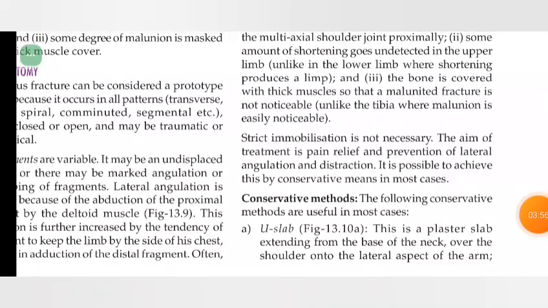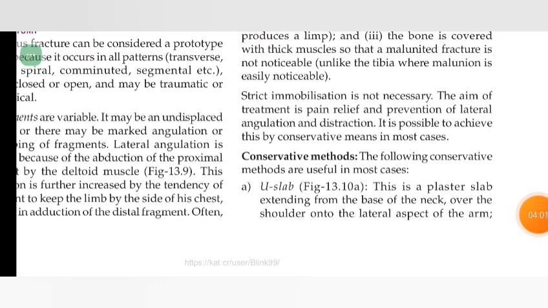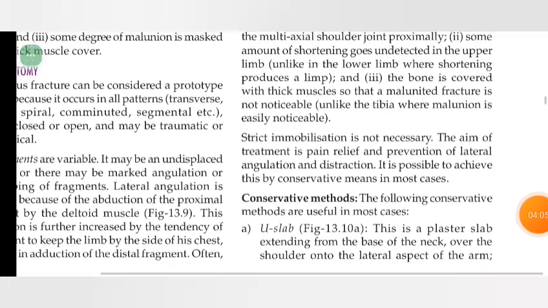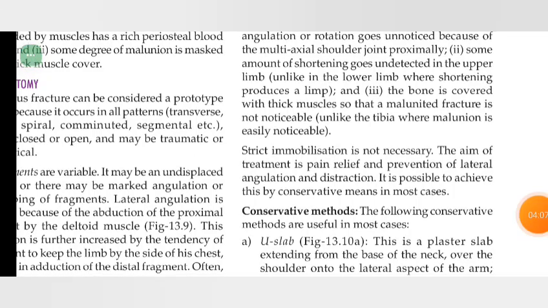Unlike the tibia, where malunion is easily noticed, strict immobilization is not necessary. The aim of treatment is pain relief and prevention of lateral angulation and distraction. It is possible to achieve this by conservative means in most cases.